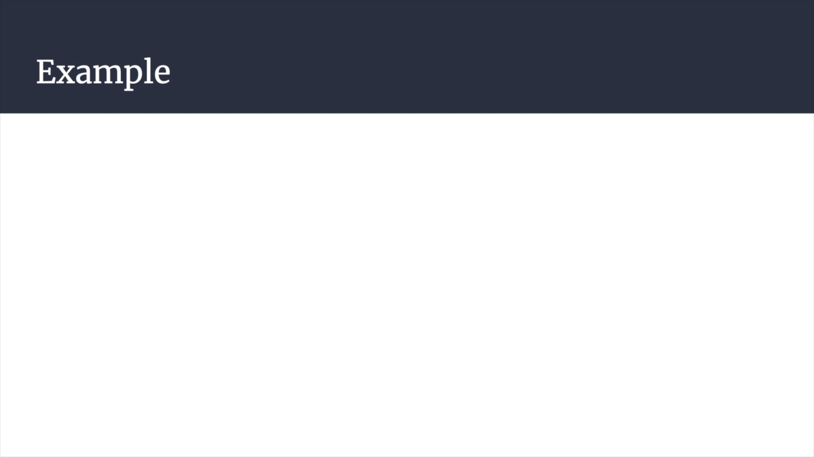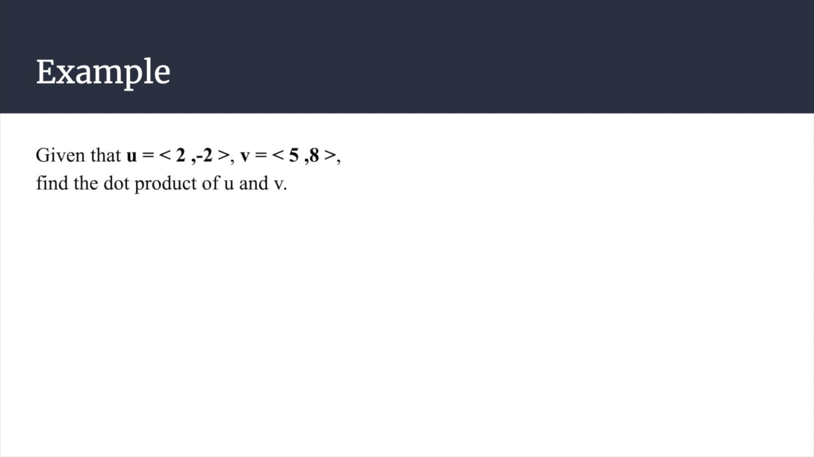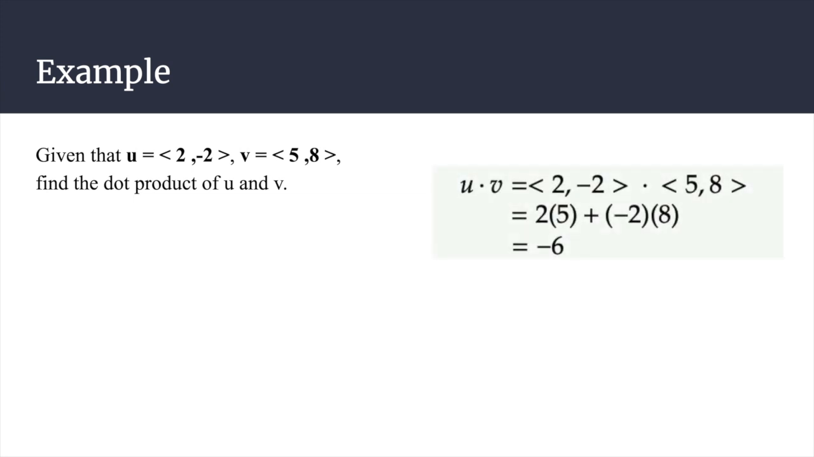So here's an example of finding dot products. Given that vector u equals 2, minus 2, and v equals 5, 8. To find the dot product of these two vectors using the formula, we need to multiply u1 v1 and u2 v2. So (2, minus 2) dot (5, 8) would equal 2 multiplied by 5 plus negative 2 multiplied by 8. So the result will be negative 6.